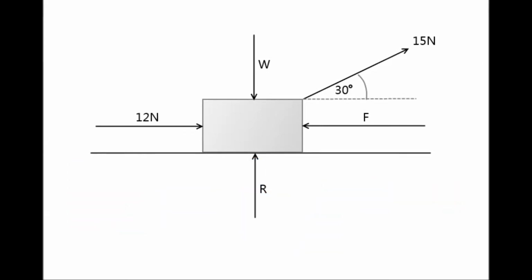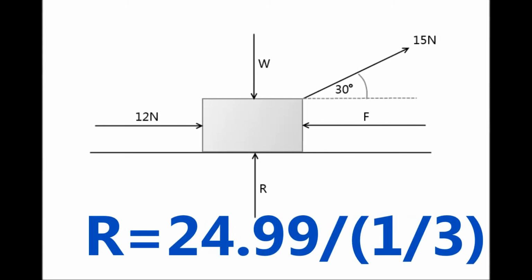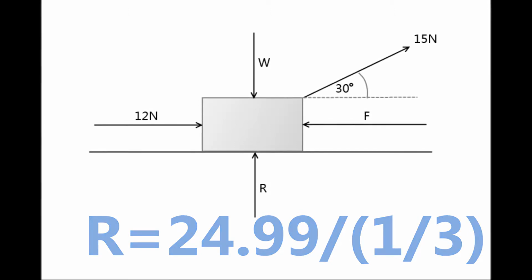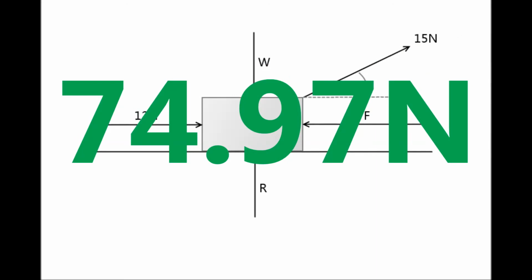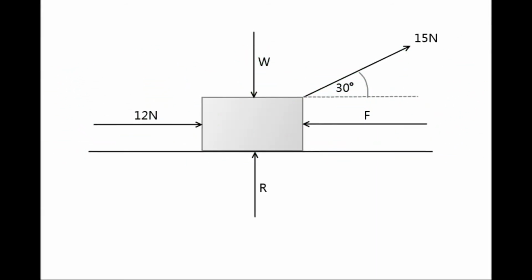So with our new rearranged equation, we just need to substitute the values in to know that R must be equal to 24.99 divided by 1/3, which would give us 74.97. Now that we have a reaction force, we can find the weight of the box.